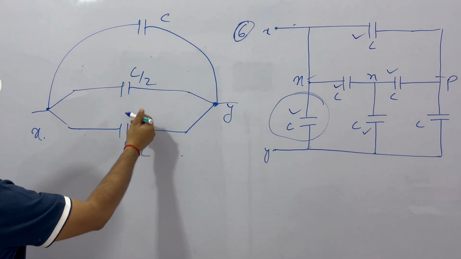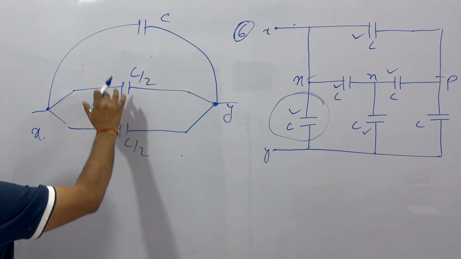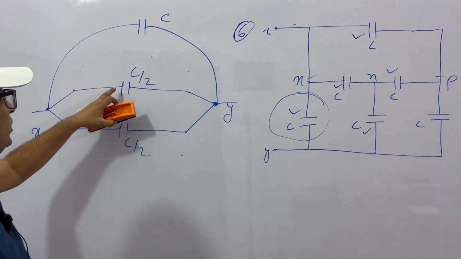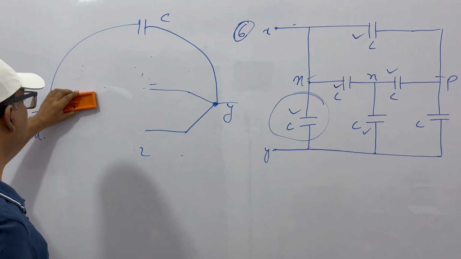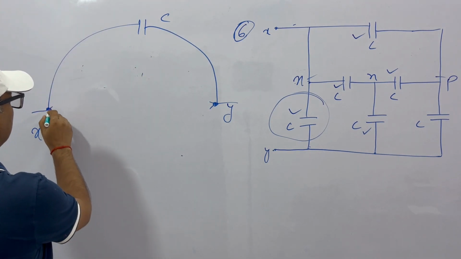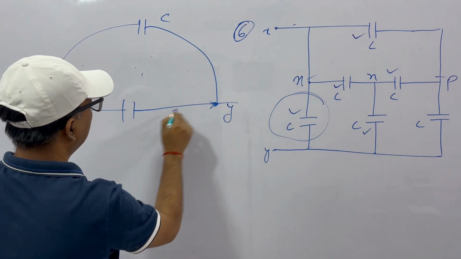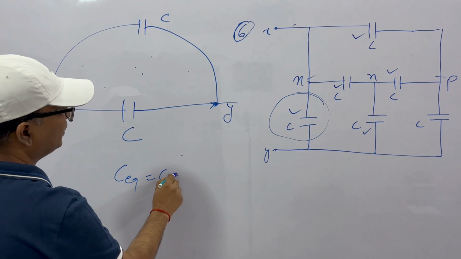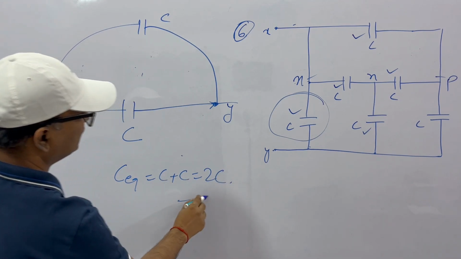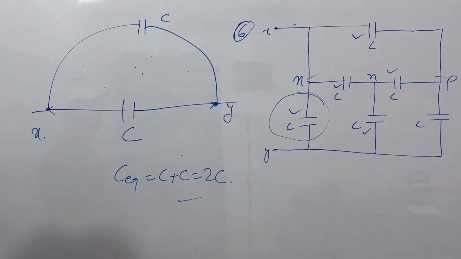Okay. Now C by 2 and C by 2 in parallel. Let's see this one first and then this one. C by 2 and C by 2 in parallel. So the equivalent will be C by 2 plus C by 2, that is, we'll have this one like this. C by 2 plus C by 2, that is C. Now C and C in parallel. So the equivalent will be C plus C, that is 2C. Okay.